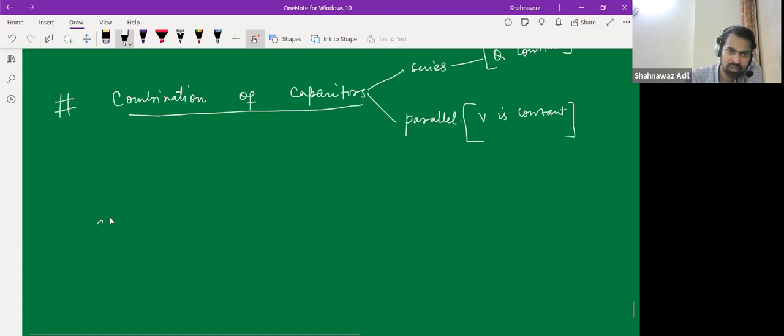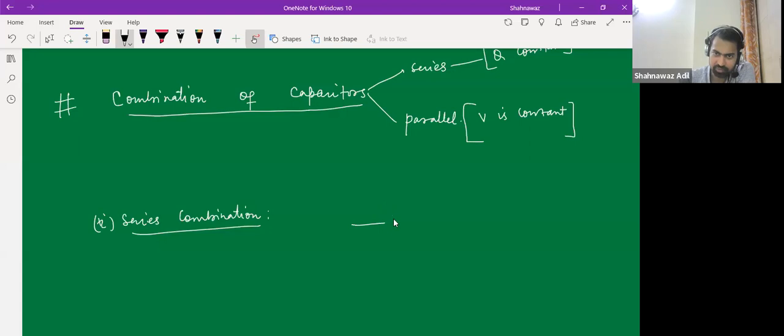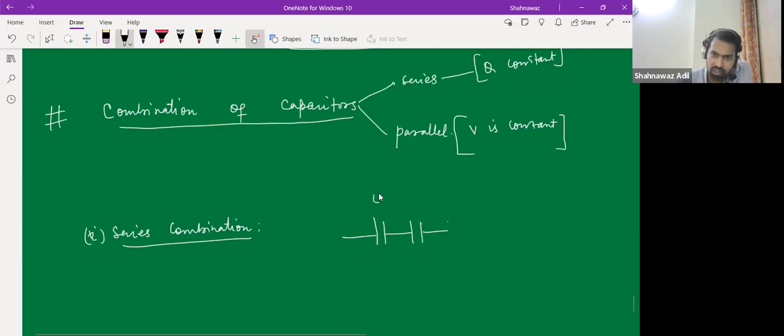Okay, so let us do the series one. First is the series combination. When they are joined end to end, this is called the series combination. And in series, what is constant? Charge is constant. So this would be Q, and this would also be Q. If charge is constant, then voltage is different, so this is V1 and this is V2.